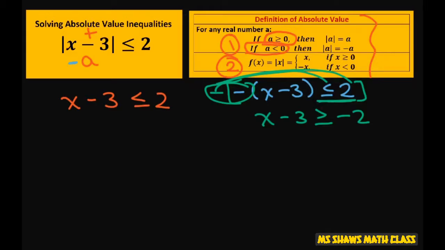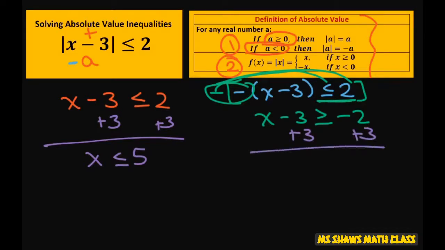Now all you have to do is solve. So we're adding 3 to both sides. So you get x is less than or equal to 5. Add 3 to both sides. So you get x is greater than or equal to 1. Now let's graph.